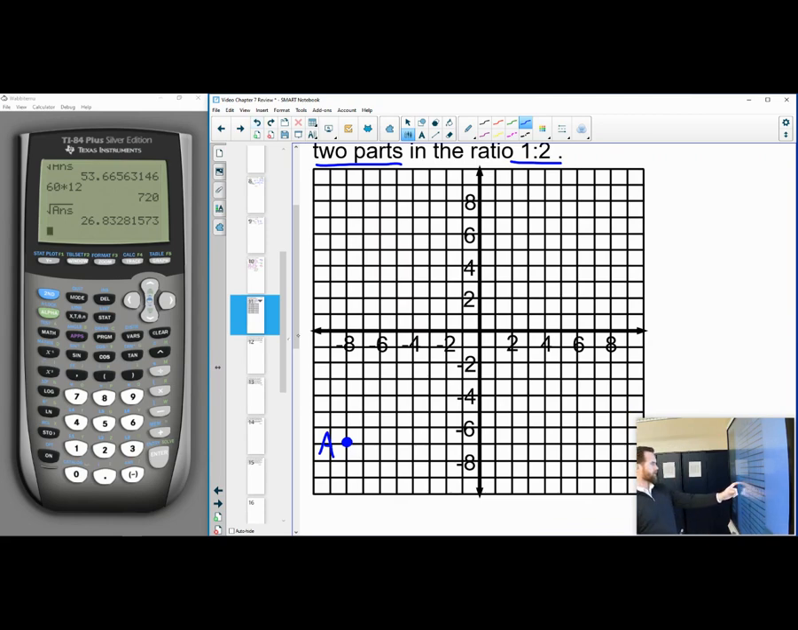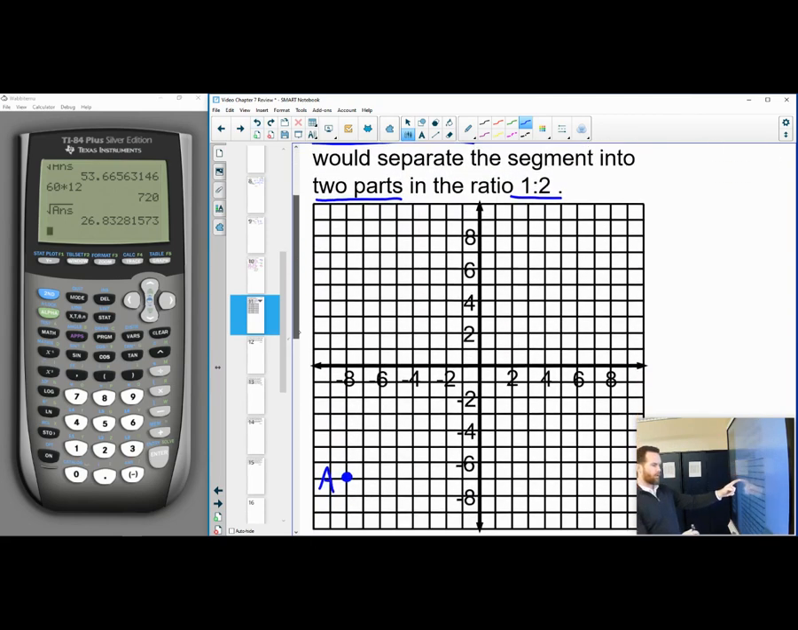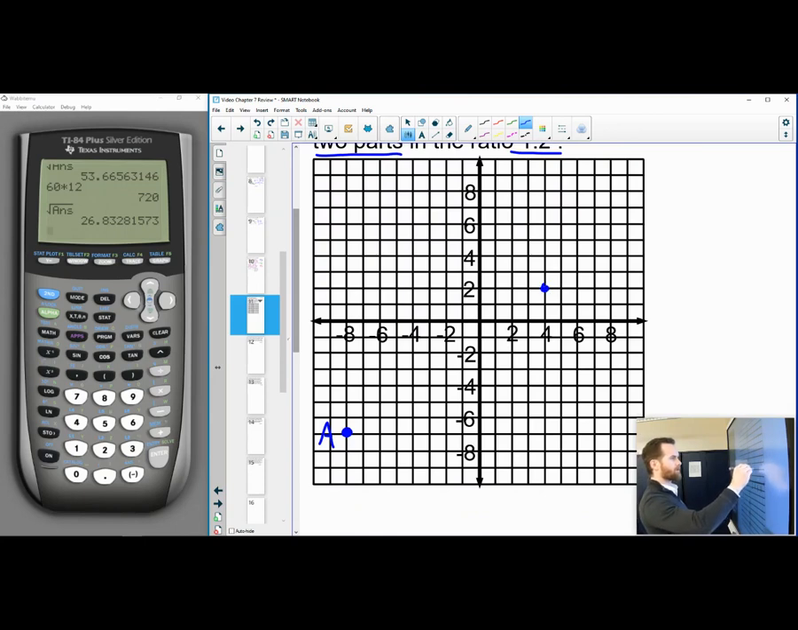-8, -7, that looks good. And B is 4, 2. 1, 2, 3, 4, and 2. Again, double checking myself. Good. And now I'm going to connect them.